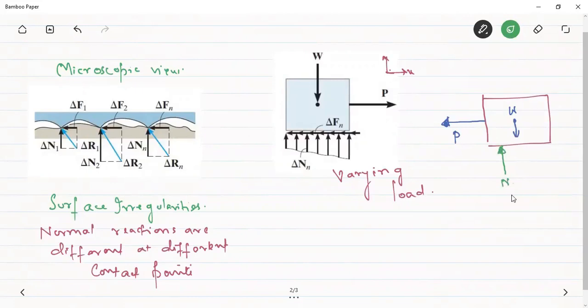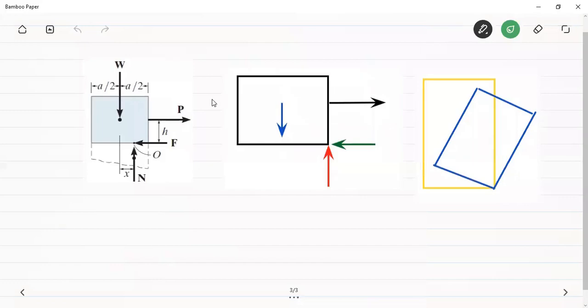We can see in this schematic that the weight has been shown here, and this is the resultant of all these normal reactions. Obviously it is not passing through the centroid or center of gravity, but it is either to the right or to the left of the center of gravity. Here in this case it is to the right, and it does not share the same line as shared by the weight force.